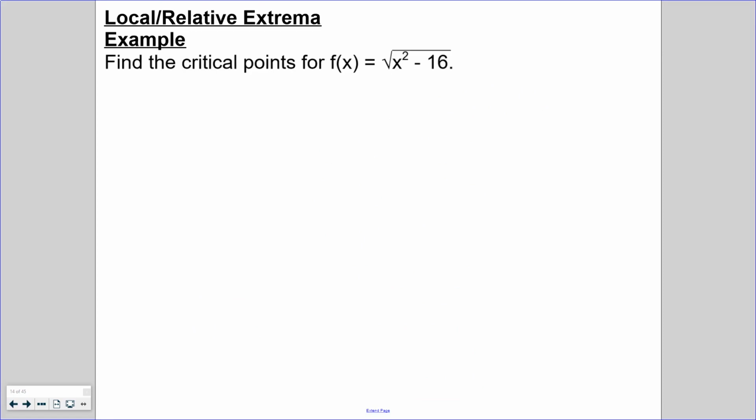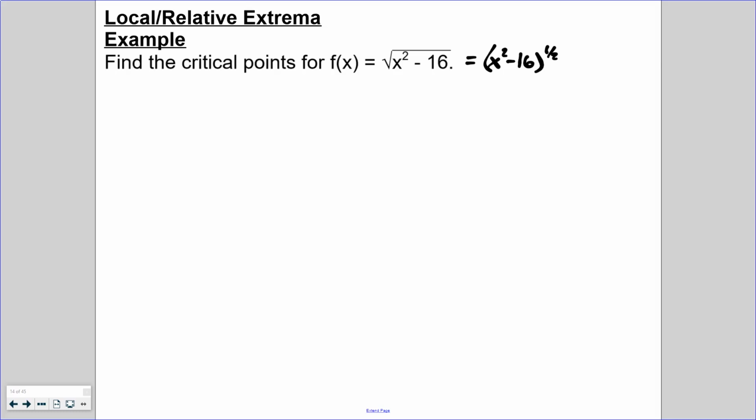Next up, let's take a look at finding the critical points for f of x equals the square root of x squared minus 16. Now, for this one, the first thing we're going to have to do is get rid of the square root because there's no derivative formula for finding the derivative of radicals. So that means I can first start off by rewriting this as x squared minus 16 to the 1/2 power.